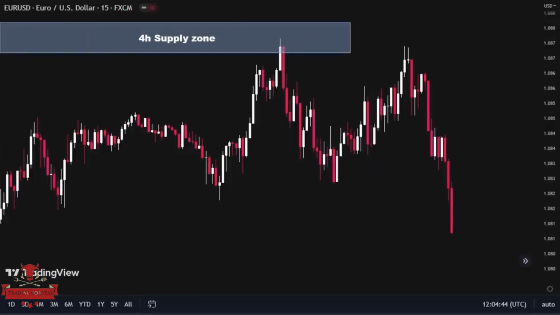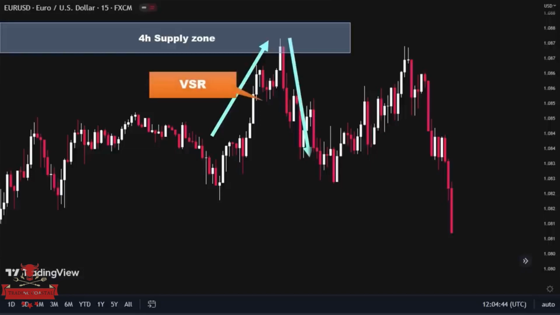As you can see here, the price created a sharp movement to the upside and formed the left side of an upside-down V pattern. After mitigating the higher time frame supply zone, the price quickly went back down to its previous level and created an upside-down V-shaped pattern.